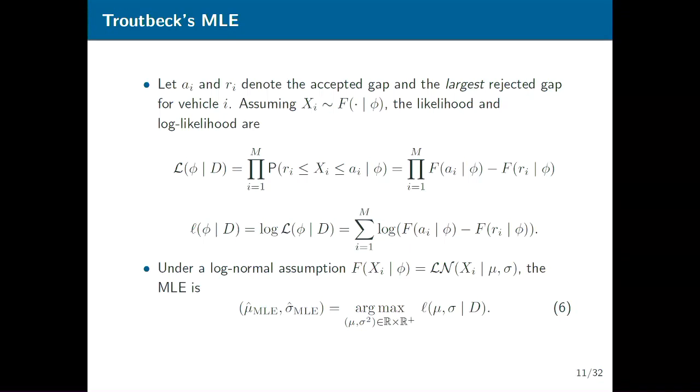And the log likelihood, which is the logarithm of this line, and that's what you work with when you work with probabilities, is then given by this. If the vehicle did not reject any gaps, then R sub i is usually set to 0. Once you make a log normal assumption, you can substitute the log normal CDF in. Conditioned on the data, this would just be a function of mu and sigma, which all of you already know how to optimize to get the maximum likelihood estimator.